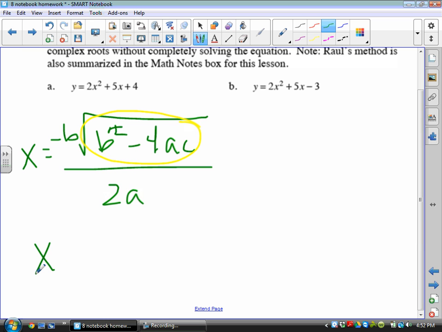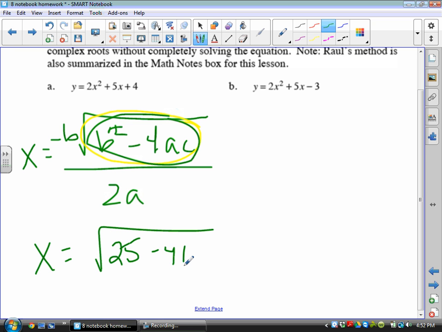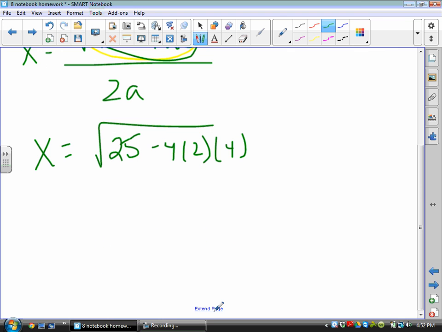So x equals, just looking at this part, you really don't have to do the whole thing. So I have the square root of b squared, which would be 25, minus 4 times a times c. Okay, so just that part, and that's called the discriminant. If you read the math notes, I would highly encourage you to read the math notes tonight. There's two very important words, conjugate and discriminant. So under here, basically we need to decide, is it going to be a positive or negative number?